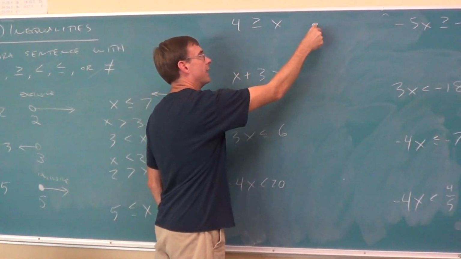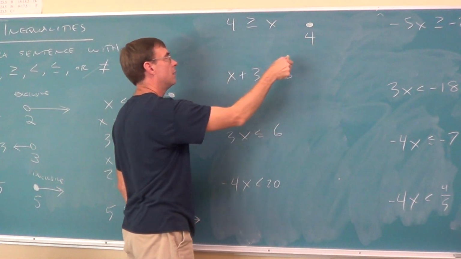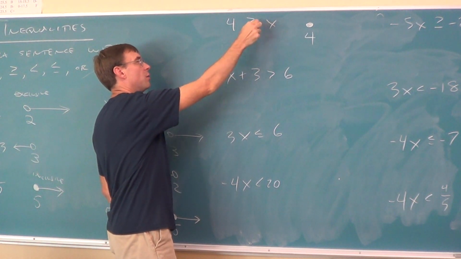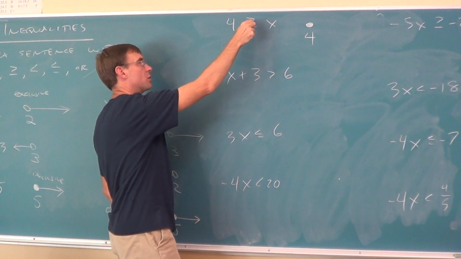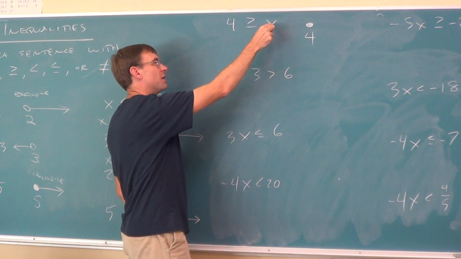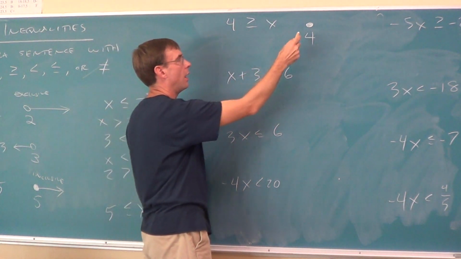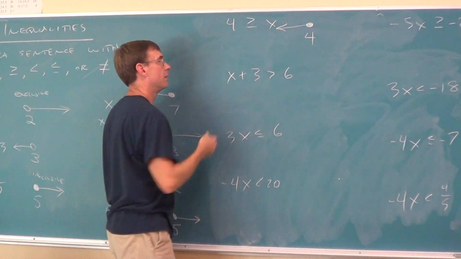This one we'll fill in again because the 4 has an equals, so it's inclusive. And then the variable is less than 4. 4 is the larger number. To make a true sentence here, 4 itself can work, and so does anything smaller than 4. 3, 2, 1, that kind of stuff is to the left.